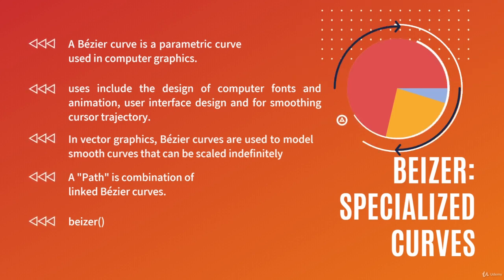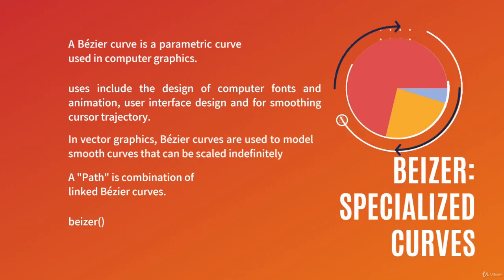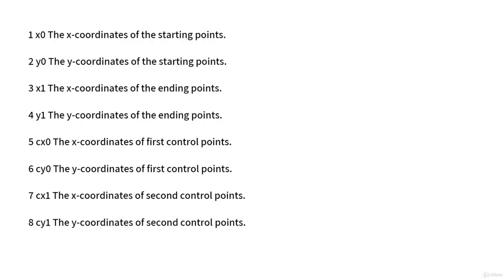One of the major usages of Bezier curves is that they can be used to smooth curves, and then scaling can be done indefinitely. So if you want to stop that indefinite scaling, you have to mention those control points. So x naught and y naught are the x and y coordinates of the starting point. Then x1, y1 are two more parameters, which are the x coordinate and the y coordinate of the ending point. Then there are four parameters like cx and cy. These are the parameters for the control points, the first and the second control point. Control points are very important in a Bezier curve, otherwise it can be extended indefinitely. So these specific parameters need to be mentioned when you are putting the Bezier curves.